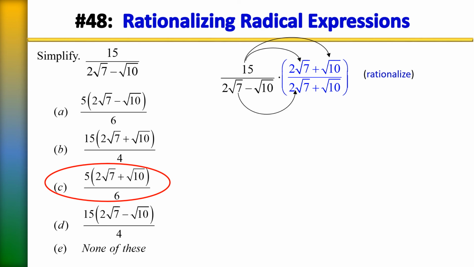So first, you're going to multiply 2 radical 7 with 2 radical 7. Last, we're going to multiply negative radical 10 with positive radical 10. So when we do that, our expression then becomes this as follows. And on the bottom, notice that I can go ahead and multiply 4 times 7, which is going to give me 28. And then 28 take away 10 is going to give me 18 for the bottom.